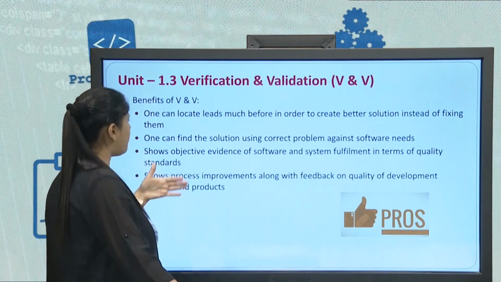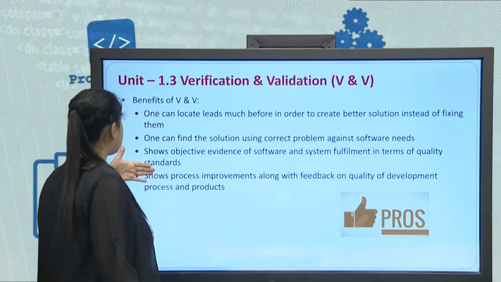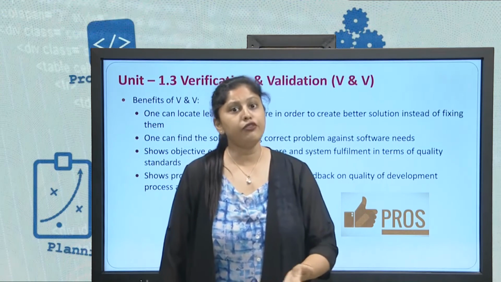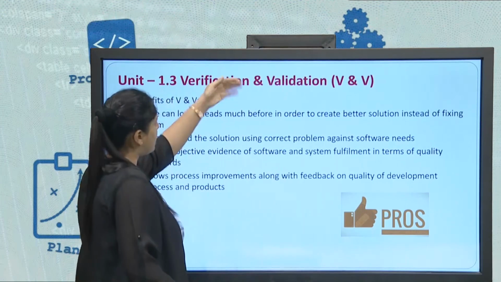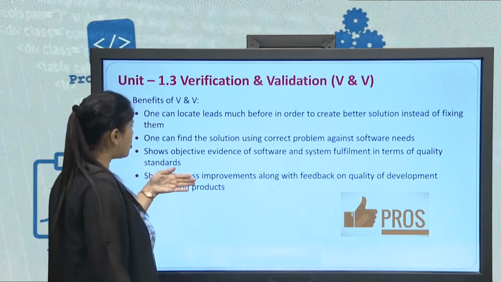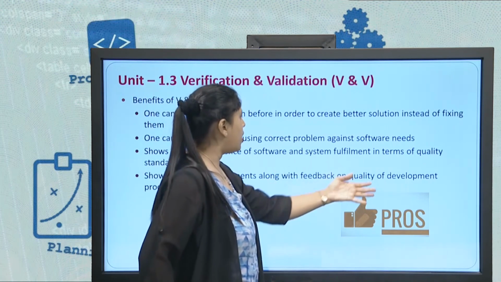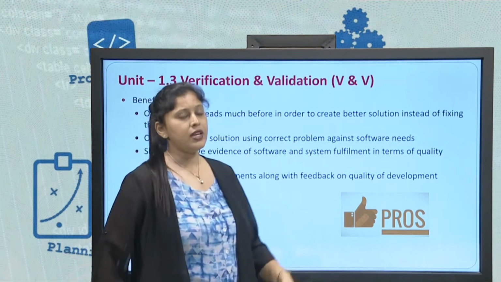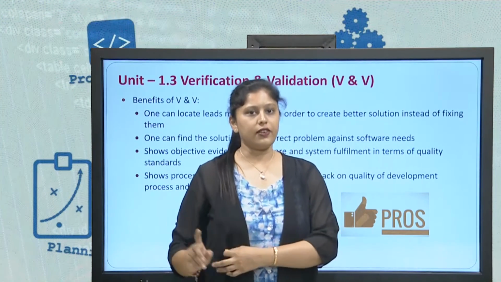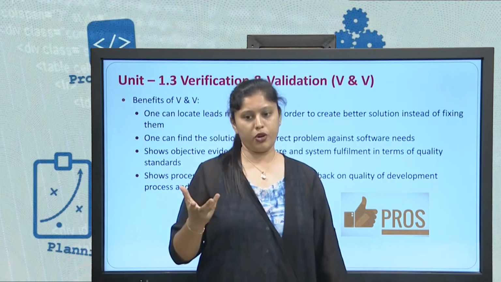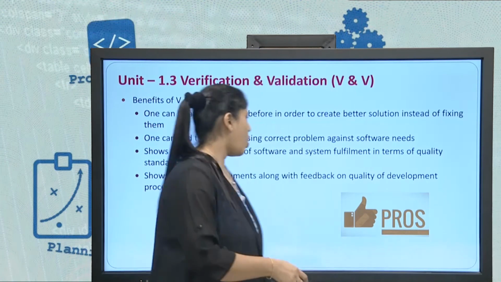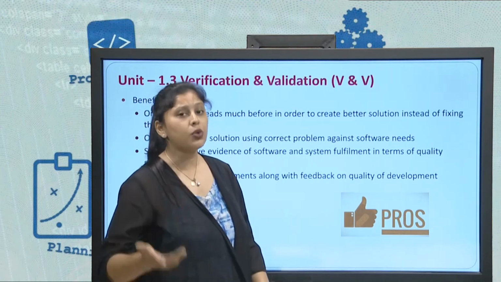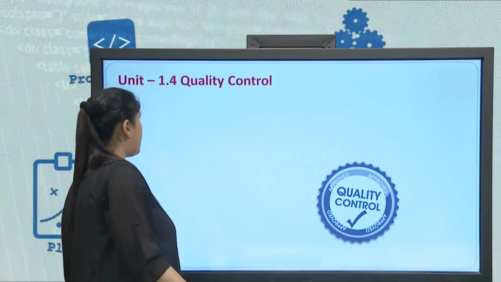It shows objective evidence of software and system fulfillment in terms of quality standards. Whatever the quality standards are, whether they are getting fulfilled or not is also evaluated by your V&V. Then it shows process improvements along with feedback on the quality of the development process and products. The peer reviews I mentioned, whether the product you have developed is proper or not, all that comes under feedback. And there is a process which helps you in building a better quality product. So V&V has certain benefits.